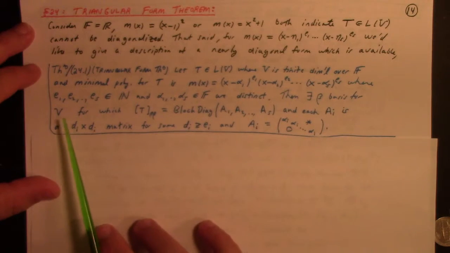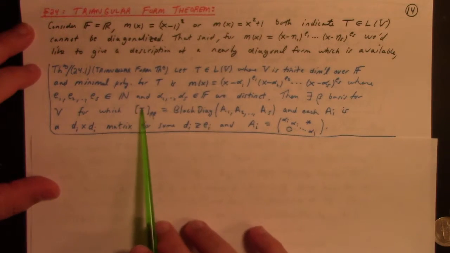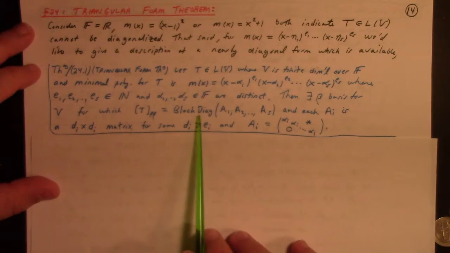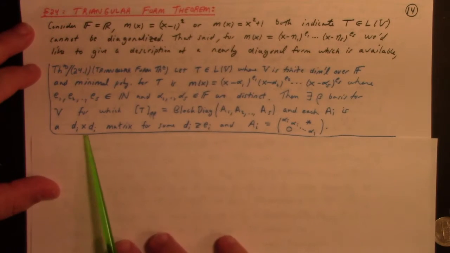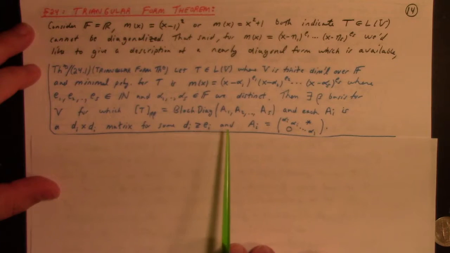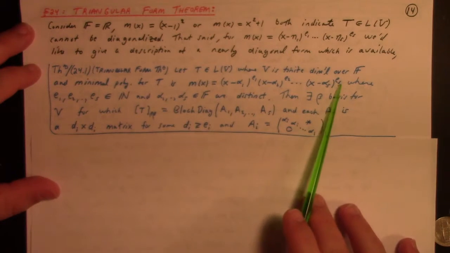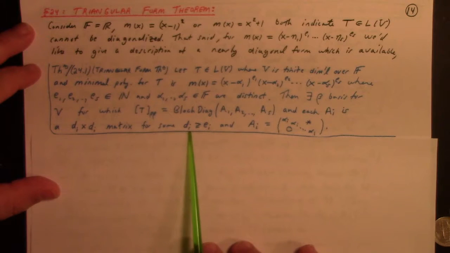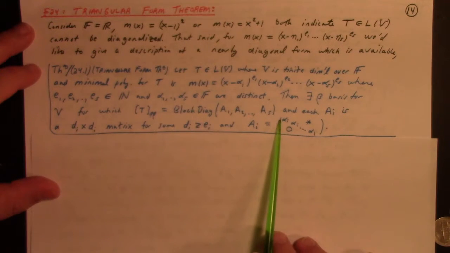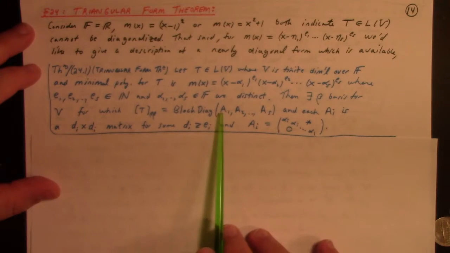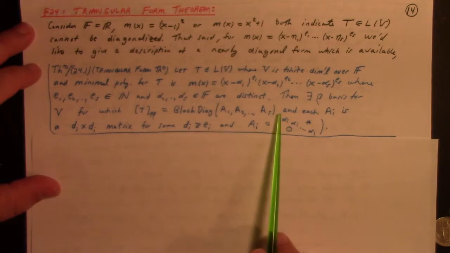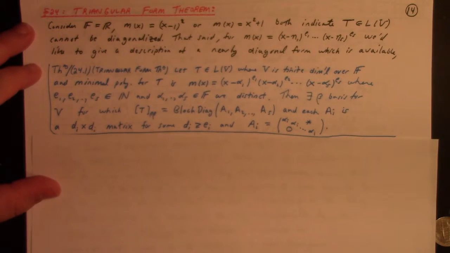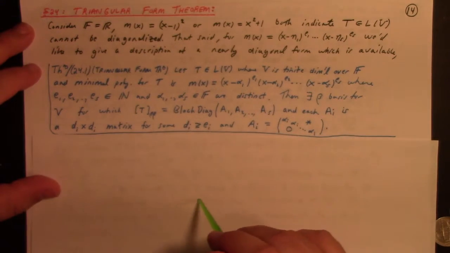Then there exists a basis for V for which the matrix for T is in block diagonal form, where the blocks are A1 through As, and each Ai is a di by di matrix for some di greater than or equal to ei, ei being the power that appeared in the minimal polynomial, and di being the size of the block. And so it looks like this. The ith block has alpha i's down the diagonal, like that. So basically, if you can envision this, on the diagonal it's just the characteristic values, with repeats, for each block.